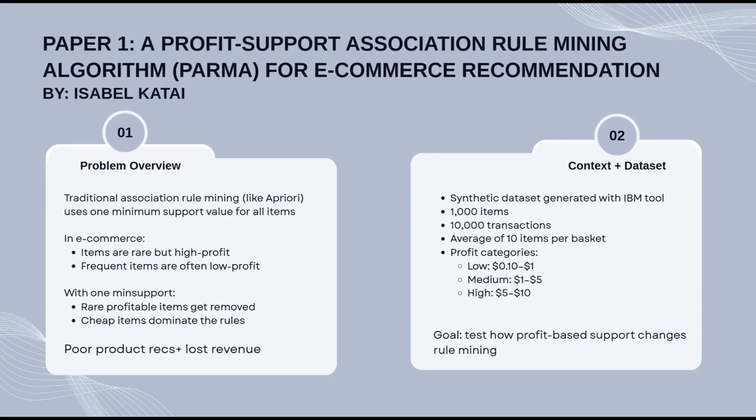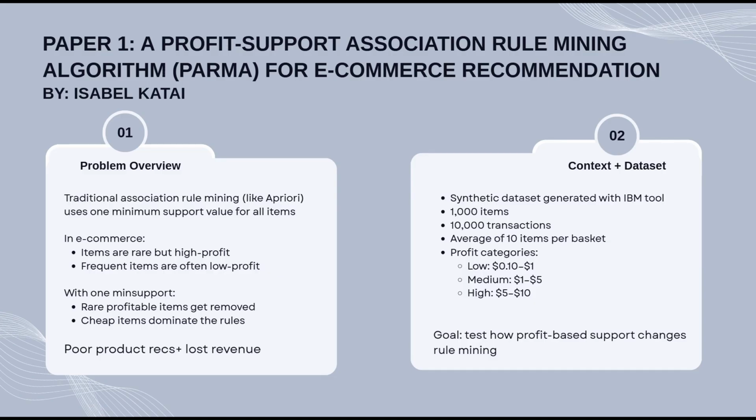So the main issue the authors identify is that traditional algorithms like Apriori use one single minimum support value for every item. In e-commerce, this is a problem because many items can be rare but highly profitable, while common items can generate very little profit. So a single min support can remove those rare profitable items even though they might matter most for business. As a result, association rules get dominated by cheap, frequently bought items, and the model misses the items that actually drive revenue.